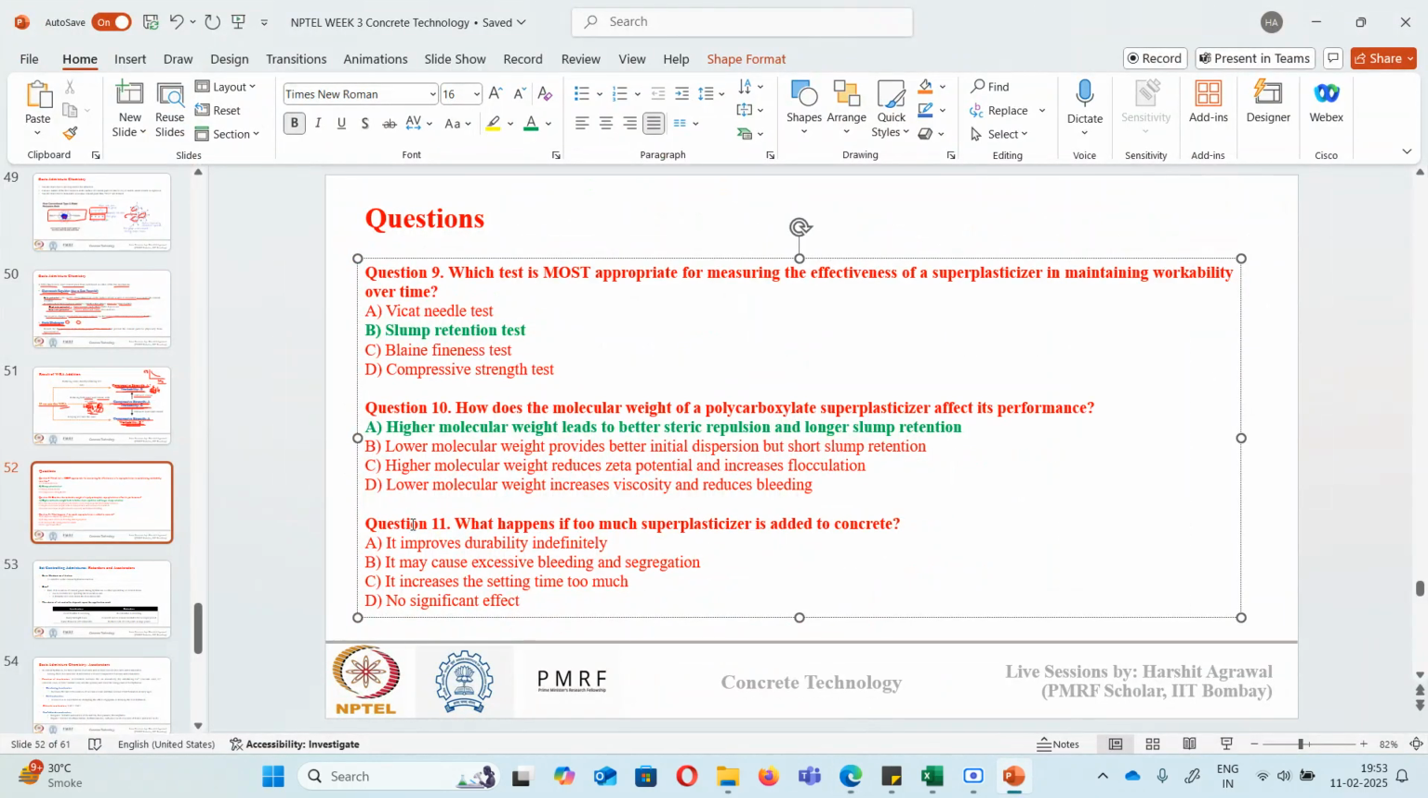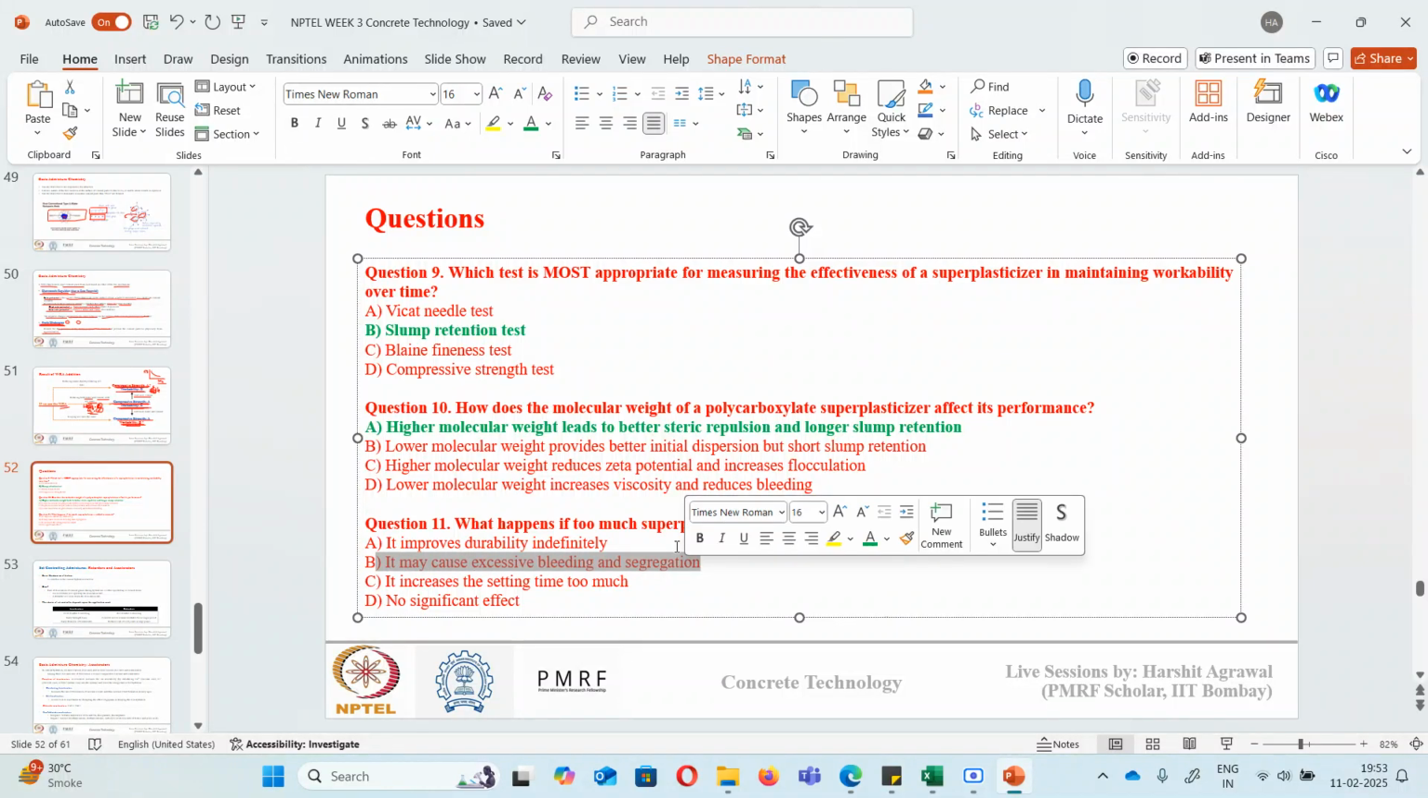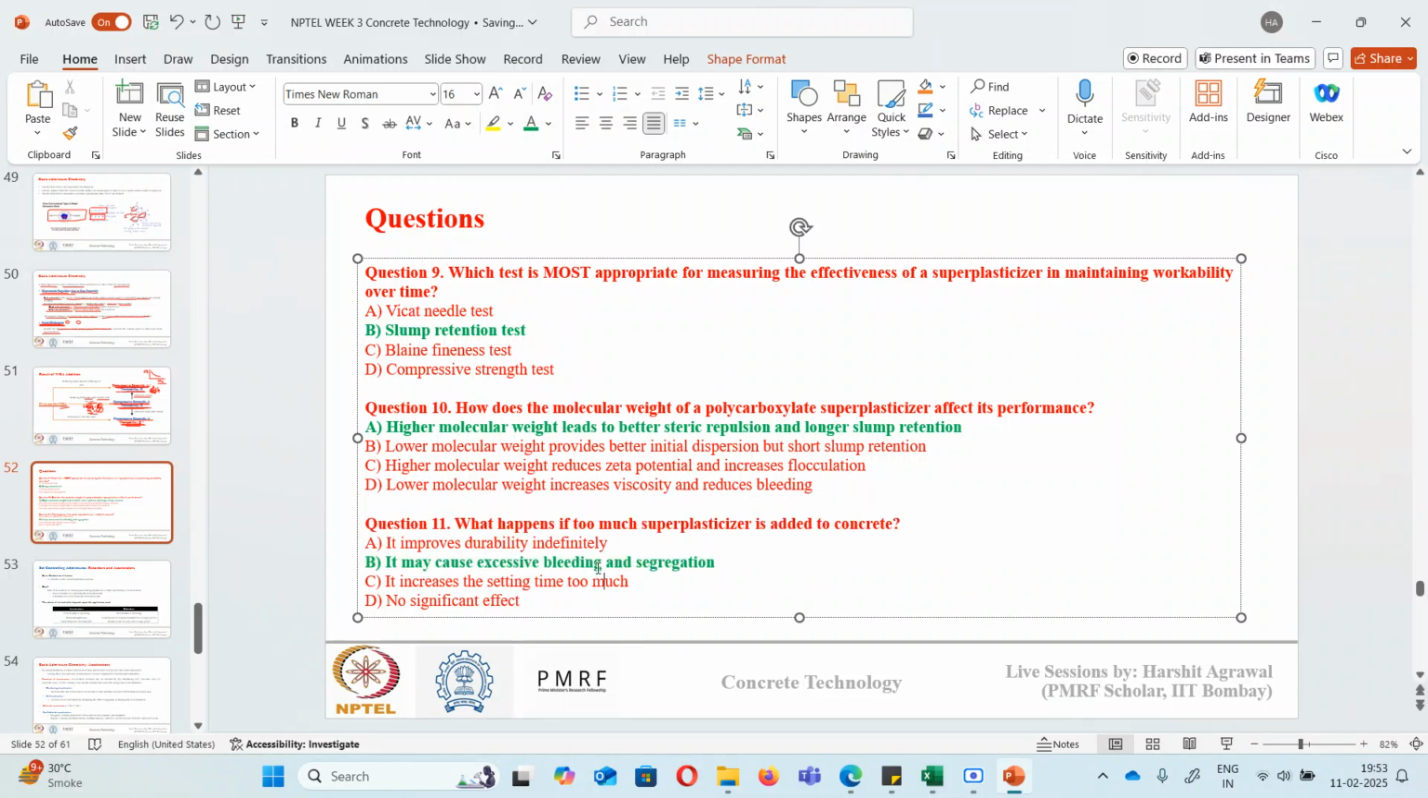Okay, 11th, what happens if too much superplasticizer is used? They can cause excessive bleeding and segregation. So initially we have talked about this. Too much superplasticizer is also not desirable because it will cause my water to bleed and it will cause segregation in my system.